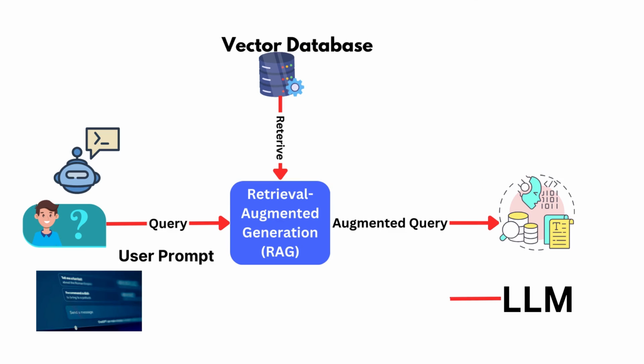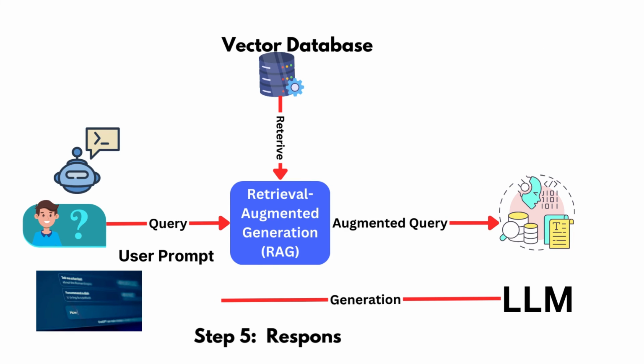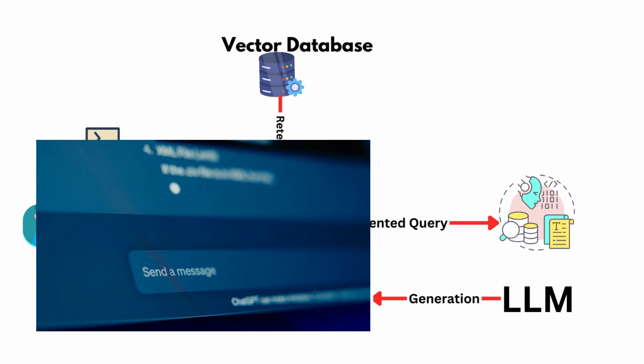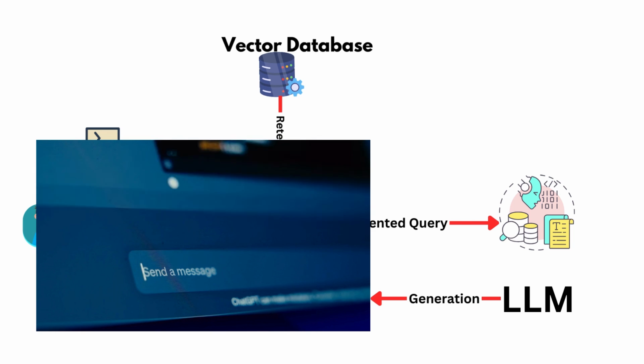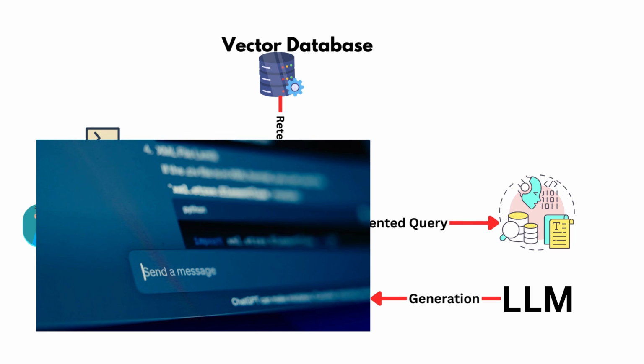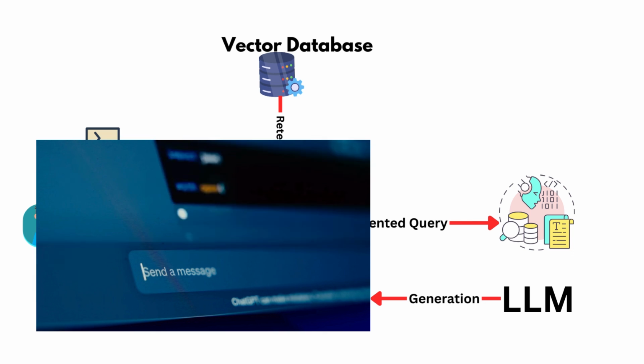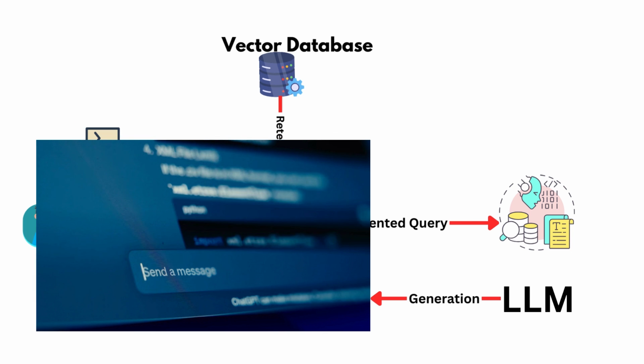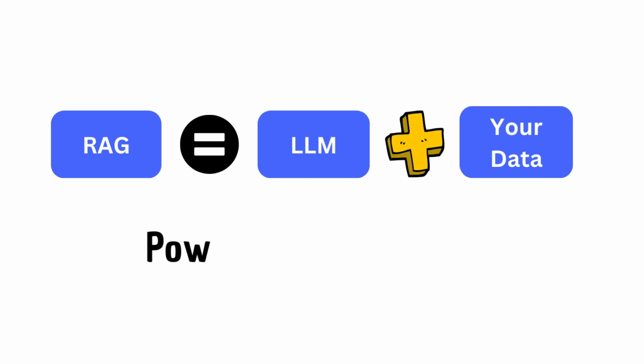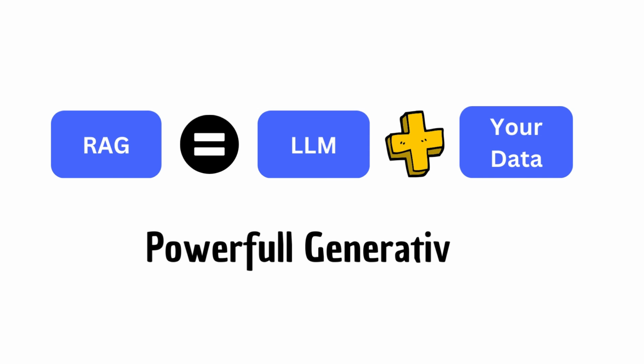Step 5. Enhanced response generation. With this enriched query augmented with additional information, the LLM now crafts a response based specifically on the local information provided. This results in answers that are not only more accurate but also highly tailored to the user's context. That's how a Retrieval-Augmented Generation system works to ensure that the answers provided by AI are as precise and helpful as possible.